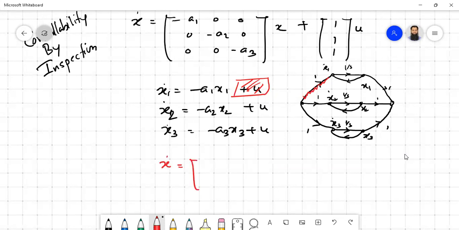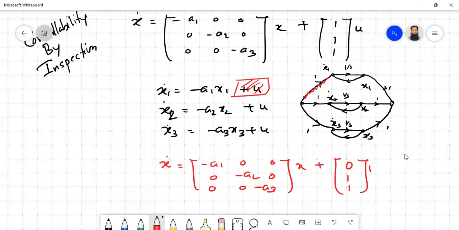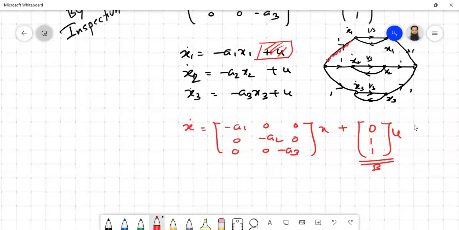x1 dot equals minus a1 x1, and so on for the diagonal entries, with minus a2 and minus a3 for the others, plus you have the B matrix 0 1 1 multiplying u. So basically from the B matrix here we can identify whether the system is controllable or not. Based on the B matrix, whether any rows in the B matrix are zero or not, based on that we can do that.